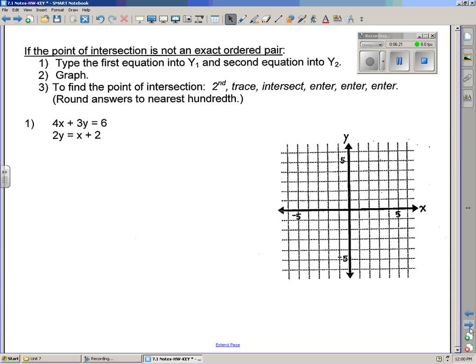Okay. So sometimes your answer is not going to be an ordered pair. So with that, what's going to happen is you're going to graph the lines like you normally do, and then you're going to use your calculator to check. So we're going to graph these lines by hand first.